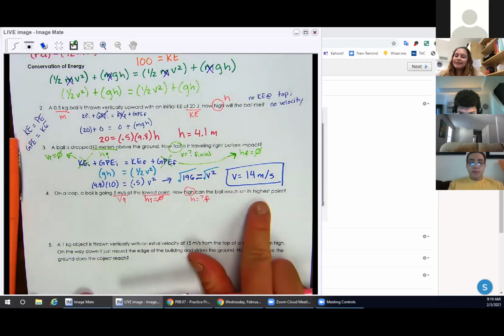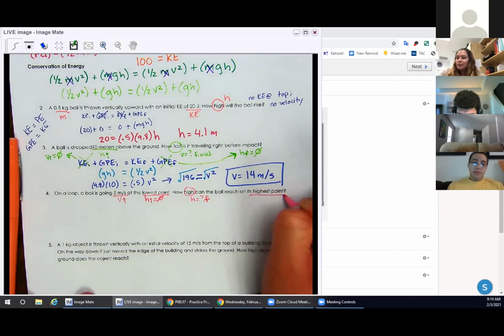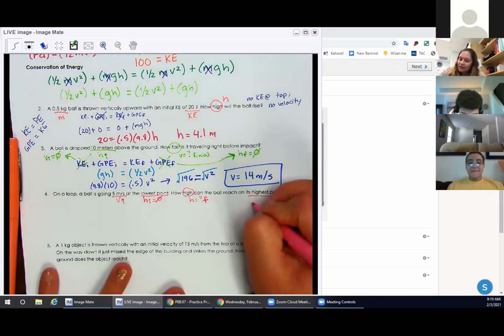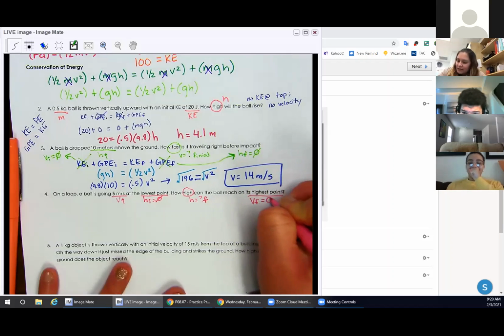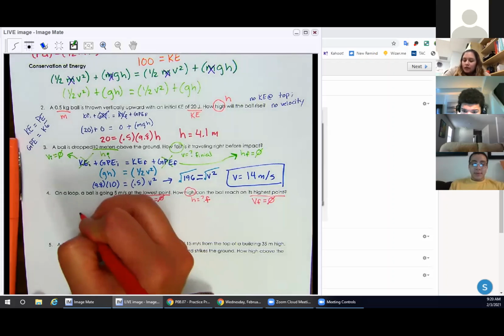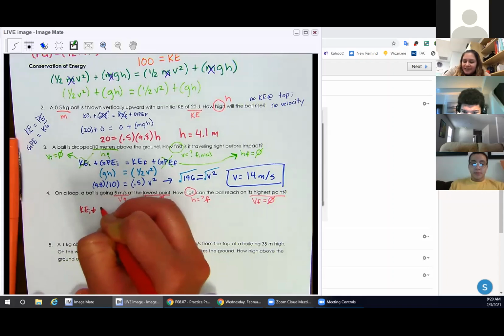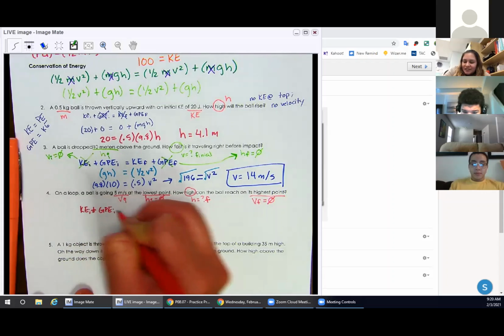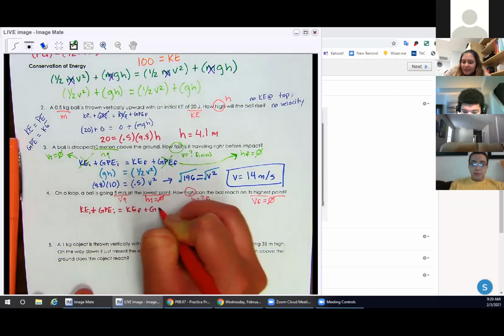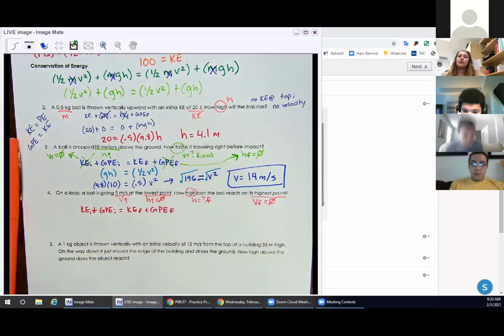And if it's at the highest point, what do we know about velocity at the highest point before it comes back down? It's 0. So our final velocity is going to be 0. So let's write out our formula. KE initial plus GPE initial equals KE final plus GPE final.